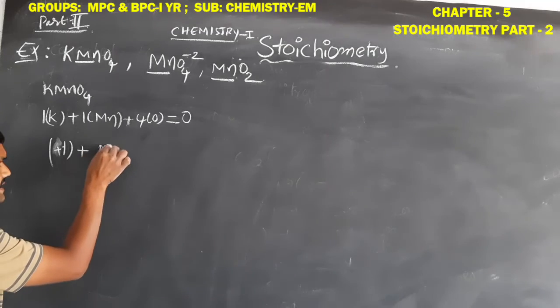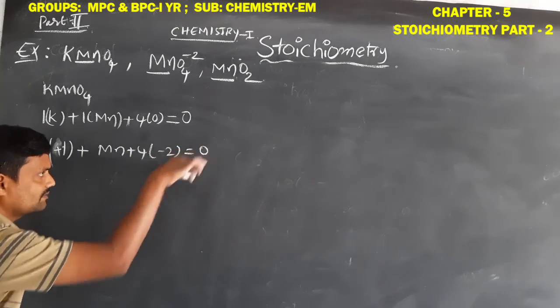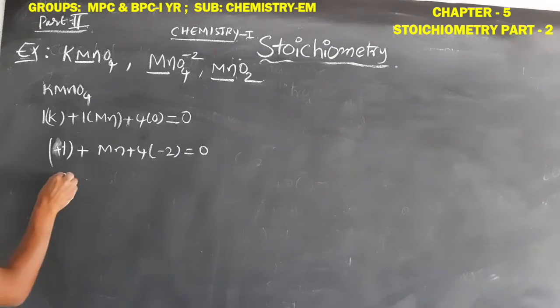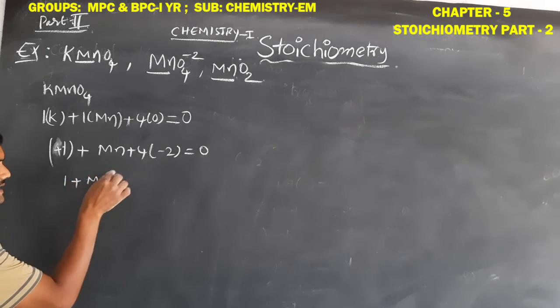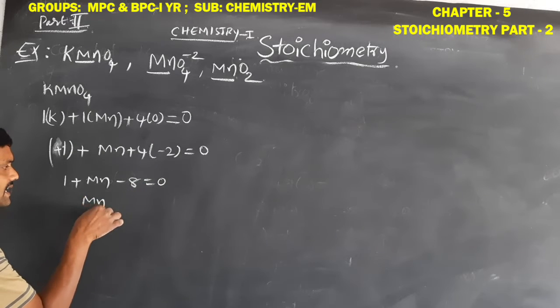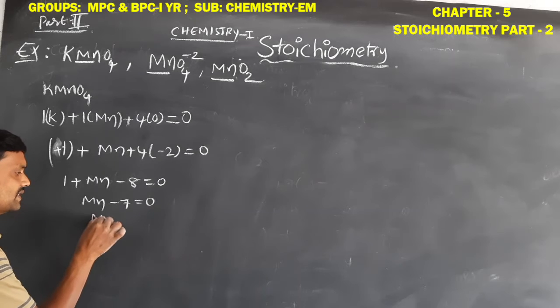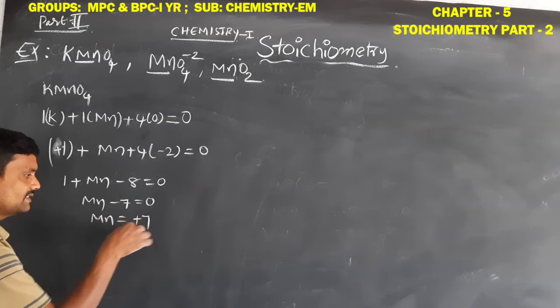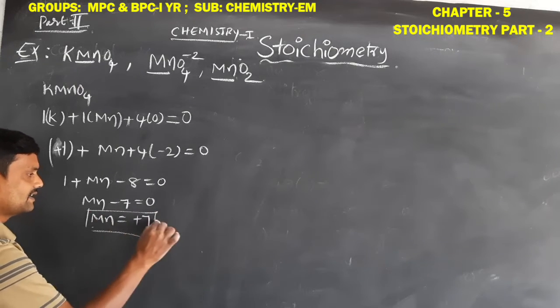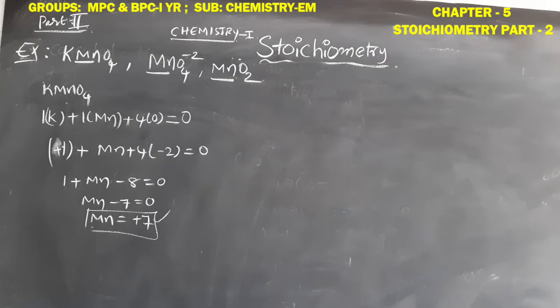Plus manganese. Oxygen, already we have to know oxygen oxidation number is minus 2. So 1 plus manganese, 4 into minus 2 is minus 8, is equal to 0. So manganese 1 minus 8 means minus 7 is equal to 0. So manganese oxidation number is plus 7 in KMnO4 compound. Okay students, this is the process.